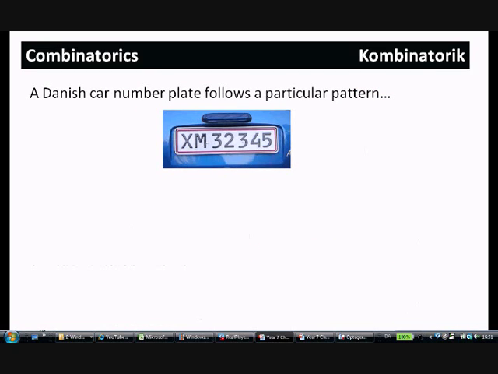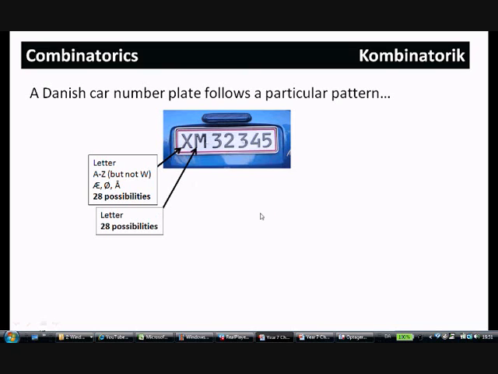Okay, so here's an example with a Danish car number plate. So in Denmark you can have letters from A to Z, but not generally a W, and then you can have the 3 extra vowels in the Danish language. So there are 28 possibilities for that, for the first letter. For the second letter, there's the same again, 28 possibilities. Now the third character is a number, and that can be 1, 2, 3, 4, 5, 6, 7, 8 or 9, but not 0. So there's 9 possibilities because it can't start with a 0.